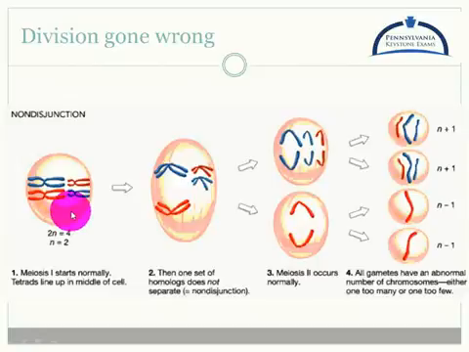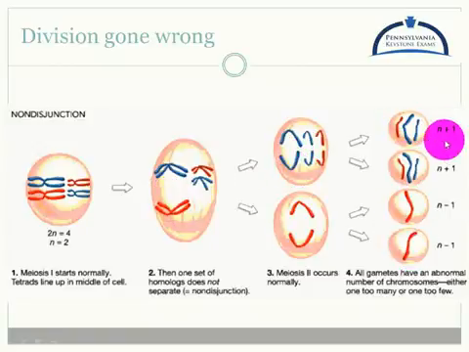However, even though this process seems pretty awesome, and it is, it can go wrong. And the biggest way it can go wrong is in non-disjunction. What happens is, again, you're supposed to line up in the middle of the cell in metaphase, but instead of pulling those two up and those two down, sometimes these homologous chromosomes don't separate.